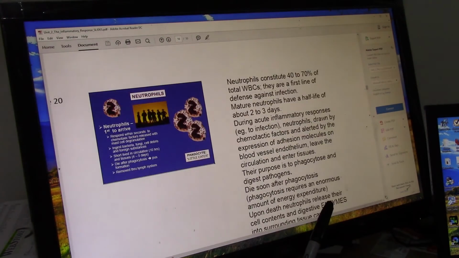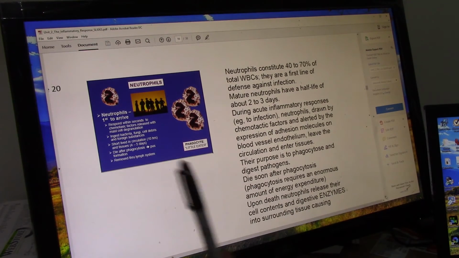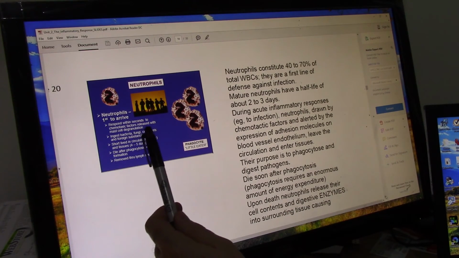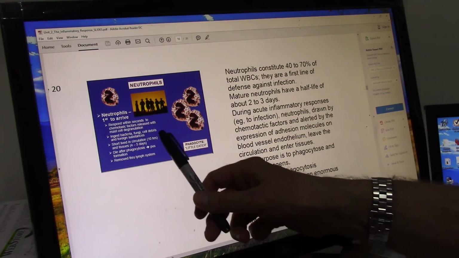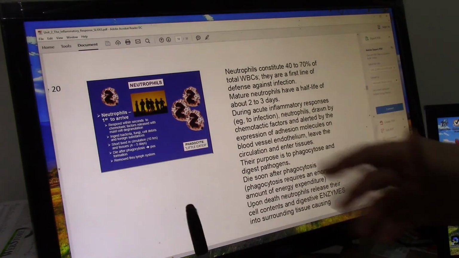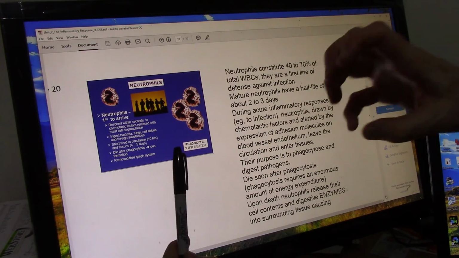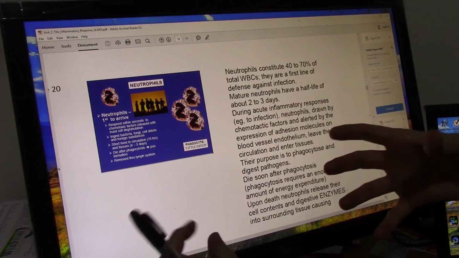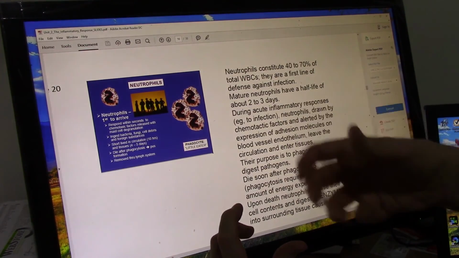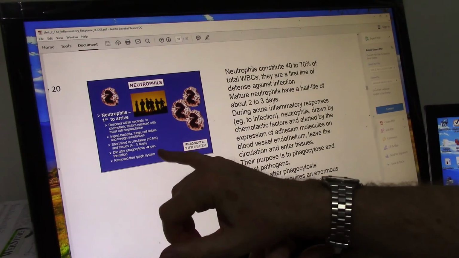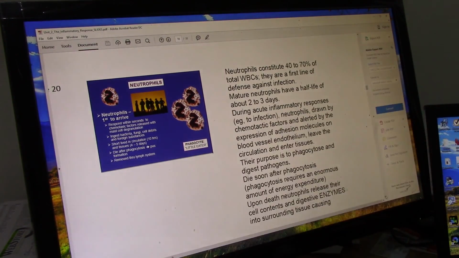Okay, now let's look at the neutrophils. Remember, we said those are the first to respond. They can come very quickly, and they respond to those chemotaxic factors. They eat bacteria, fungus, debris, anything that's a foreign substance. They do not live very long, 4 or 5 days, and after they have eaten, they will die. And basically, when they die, they create that substance, the yellow substance that we see, called pus. And that's really a white blood cell that has eaten something and then died.